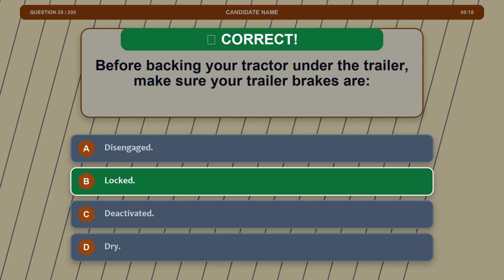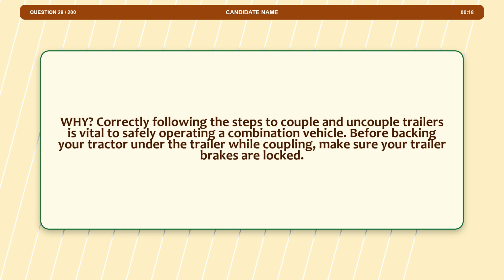The correct answer is option B, locked. Explanation. Correctly following the steps to couple and uncouple trailers is vital to safely operating a combination vehicle. Before backing your tractor under the trailer while coupling, make sure your trailer brakes are locked.